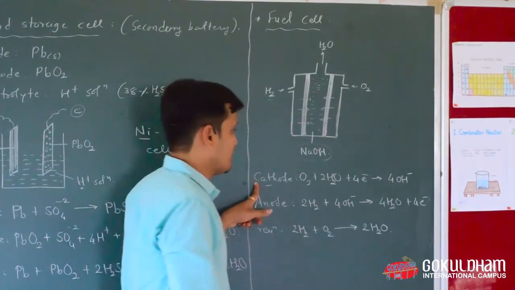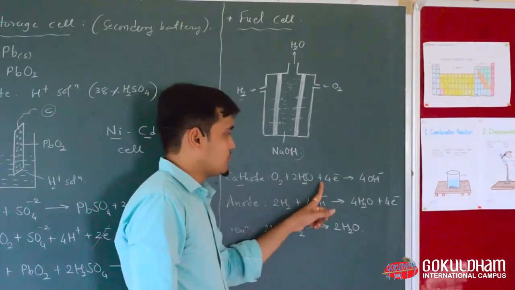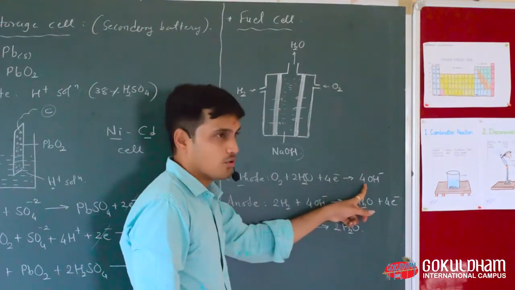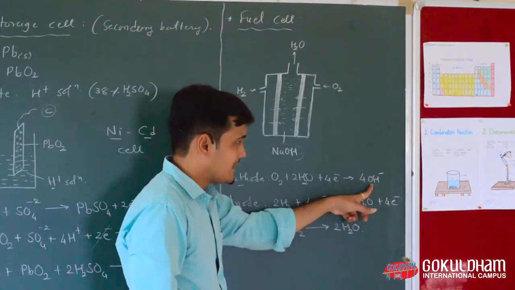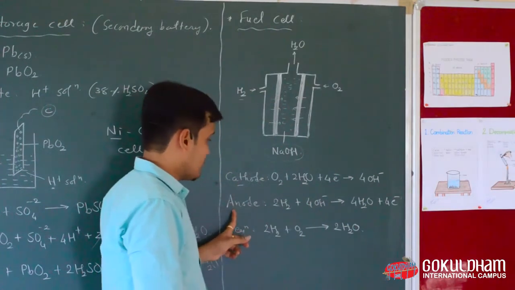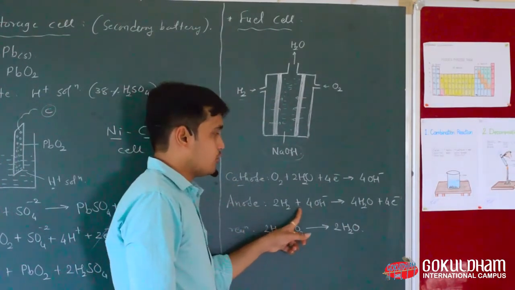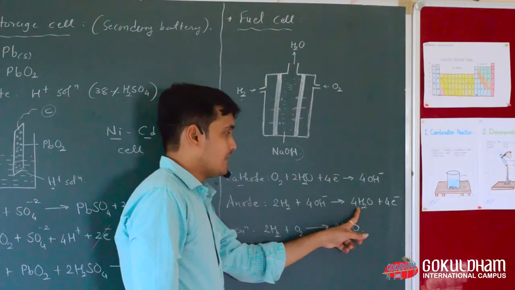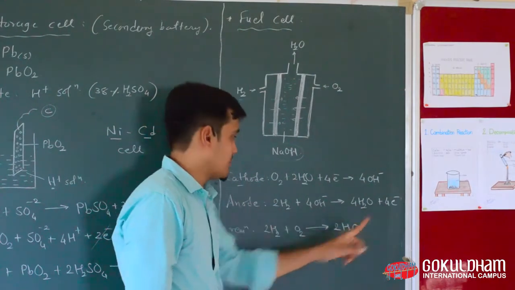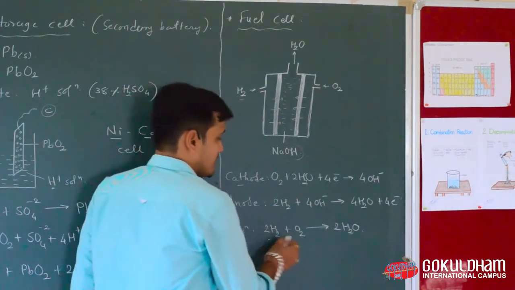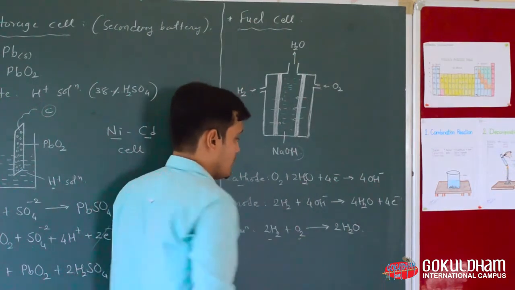On the cathodic pole, H2 plus 2 H2O plus 4 electrons gives 4 OH minus. The basic ions are liberated in solution, and on the anodic side 2 H2 plus 4 OH minus gives 4 H2O plus 4 electrons, and the overall reaction is 2 H2 plus O2 gives 2 H2O.